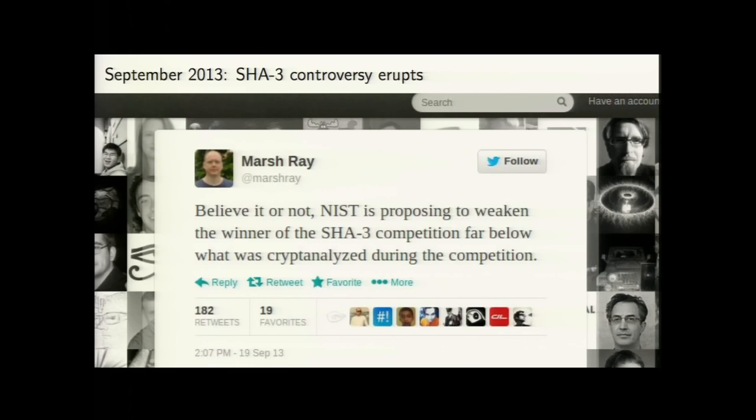Now, for comparison, AES was submitted 15 years ago or so, with a few years of competition, people trying to break it, and then the standard was exactly the same algorithm that was submitted, with 128-bit, 192-bit and 256-bit keys. They threw away some options, but they kept the core options with zero changes. And now, Marsh Ray was tweeting on the 19th of September this year that NIST is proposing to weaken Keccak, the winner of the SHA-3 competition, far below what was cryptanalyzed during the competition. The weakening is something like taking some 256-bit security options and turning them into 128-bit security. Probably not a problem, but the process is kind of scary.